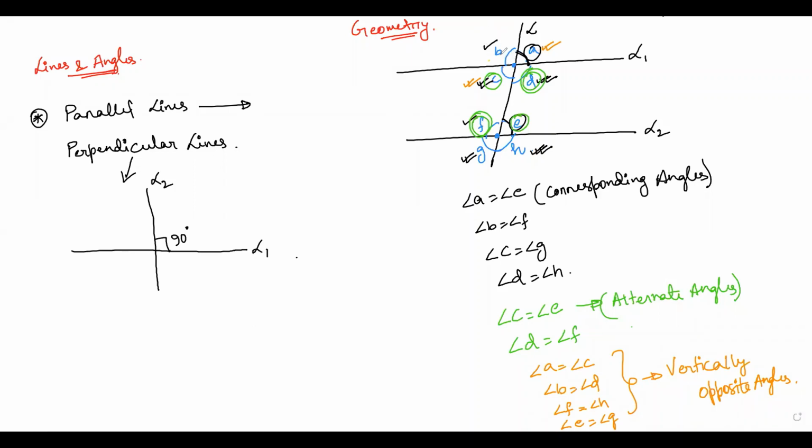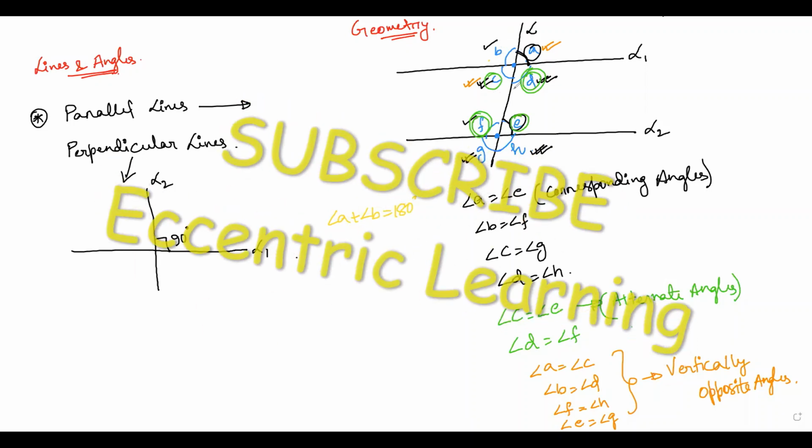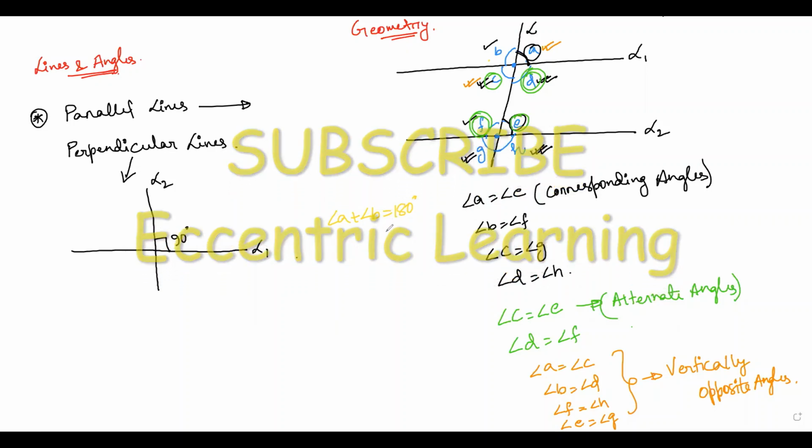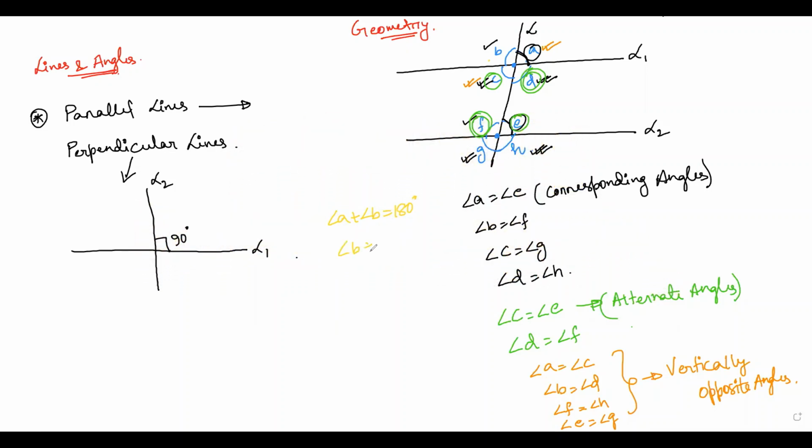Also, angle A and angle B together would be a straight angle. So angle A plus angle B would be 180 degrees. In a similar way, angle B plus angle C, angle C plus angle D, and angle D plus angle A will also be straight angles. So the summation of all these angles will also be 180 degrees.